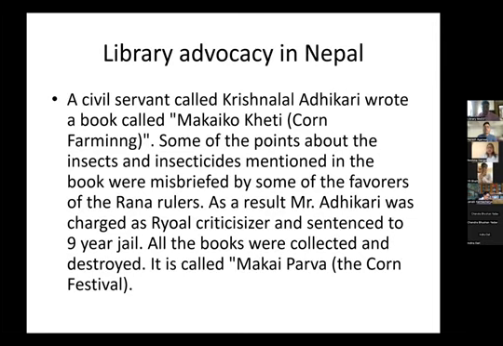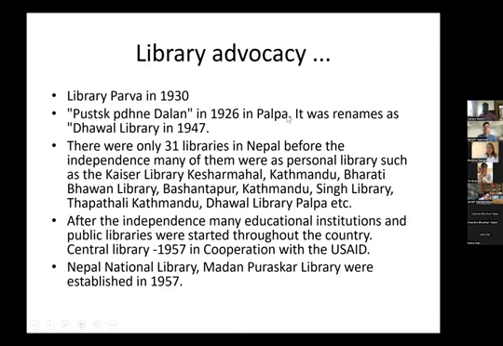The other event: the veteran litterateur Mr. Lakshmi Prasad Devkota and 46 other persons wanted to establish a community public library in Kathmandu called Saraswati Sarana. One of the persons of that library movement went to the Rana rulers, and the rulers banned the library, and also penalized each of them 100 rupees. So that was called the Library Parva in the history of Nepal.